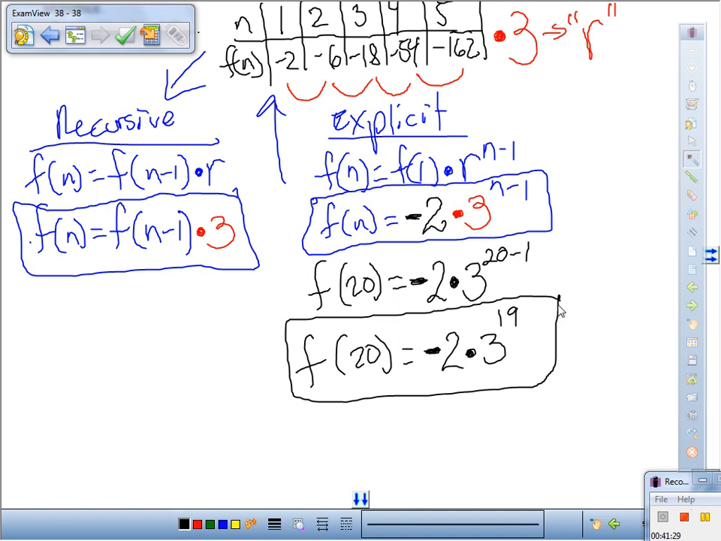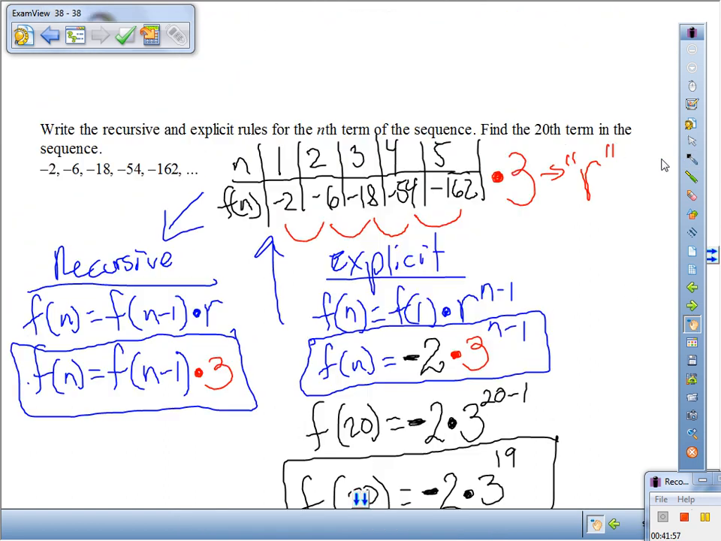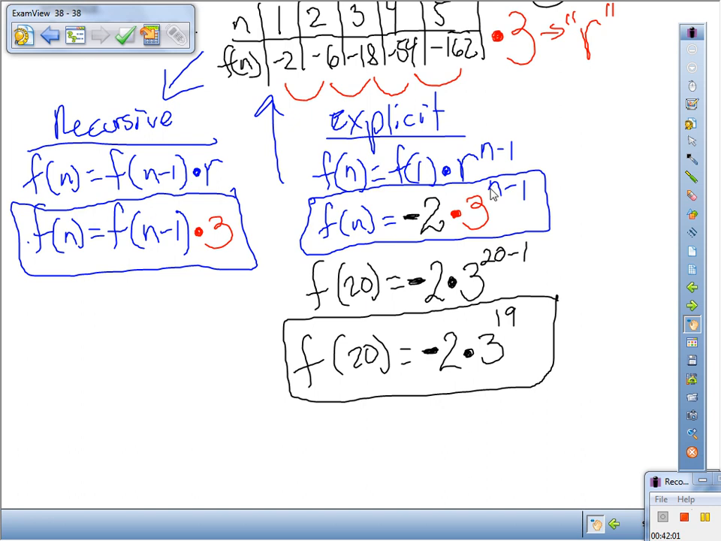All right? Y'all watching the video. Any questions, guys? We good? What is it? Why is it? Oh, because n is the term that they want us to find. What term do they want us to find? The 20th. So instead of n, we substitute 20 and 20. Yeah? And we'll stop right there.